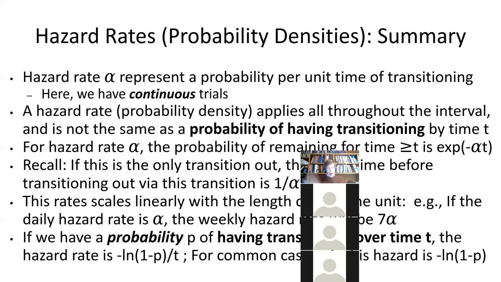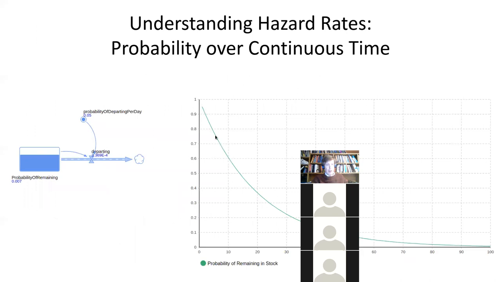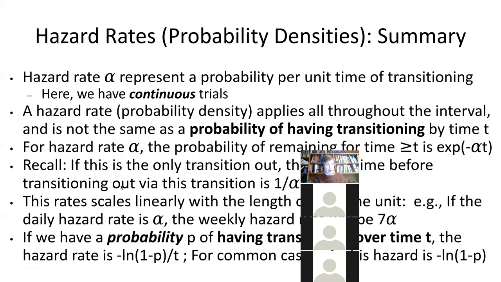For a hazard rate alpha, the probability remaining for time greater than or equal to t goes down exponentially. If I have a certain probability per unit time of leaving, it'll drop. There's some probability you'll have less than the average, and some probability of more than the average amount of time there. I could leave at any point in here. And the mean time is 1/alpha if there's only one transition out.